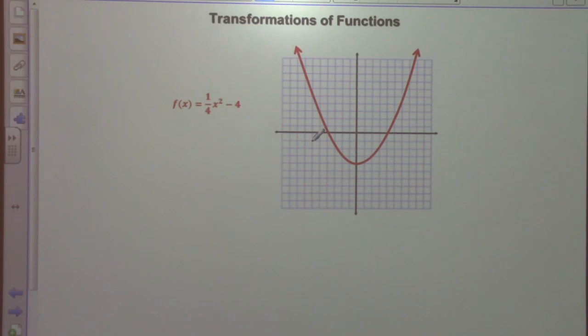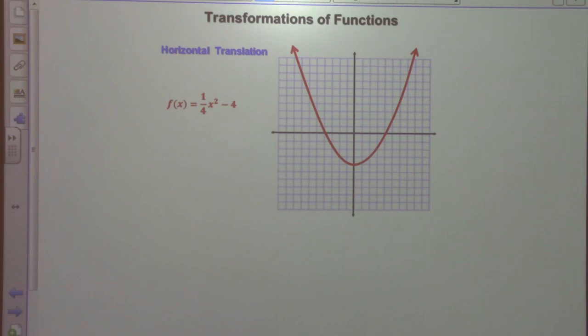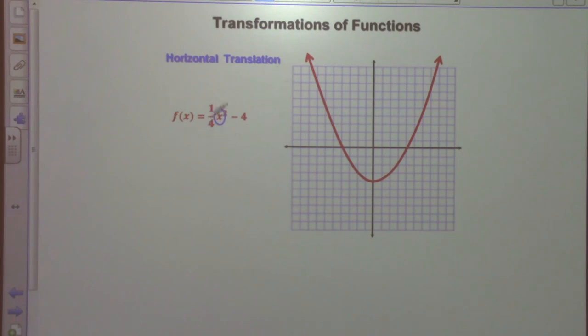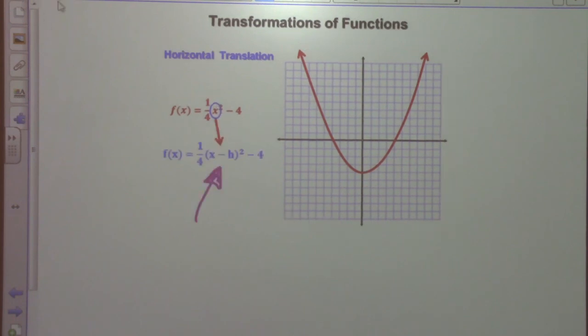All right? So we have this function, f of x equals 1/4 x squared minus 4. What kind of a function do we call this? A quadratic function, okay? Quadratic function, which is from the family of polynomial functions. Thank you, Connor. And what we're going to do is we're going to horizontally translate the graph of this function. And when we horizontally translate, we're moving the graph of the function left and right. And we're going to hone in on this x, and we're going to replace this x with h.